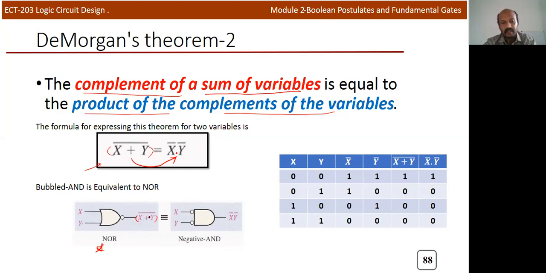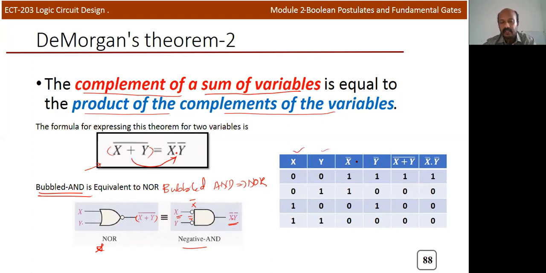Or we can think of it in another way: negative AND operation, or we can say bubbled AND, is equivalent to NOR. Here you can see x, and when you take the NOT operation, it becomes x bar. Here it becomes y bar, and the AND operation, x bar and y bar, just like a product term. So this is bubbled AND, and bubbled AND is equivalent to NOR. So two theorems: one is bubbled OR is equal to NAND, and another one, bubbled AND is equal to NOR.